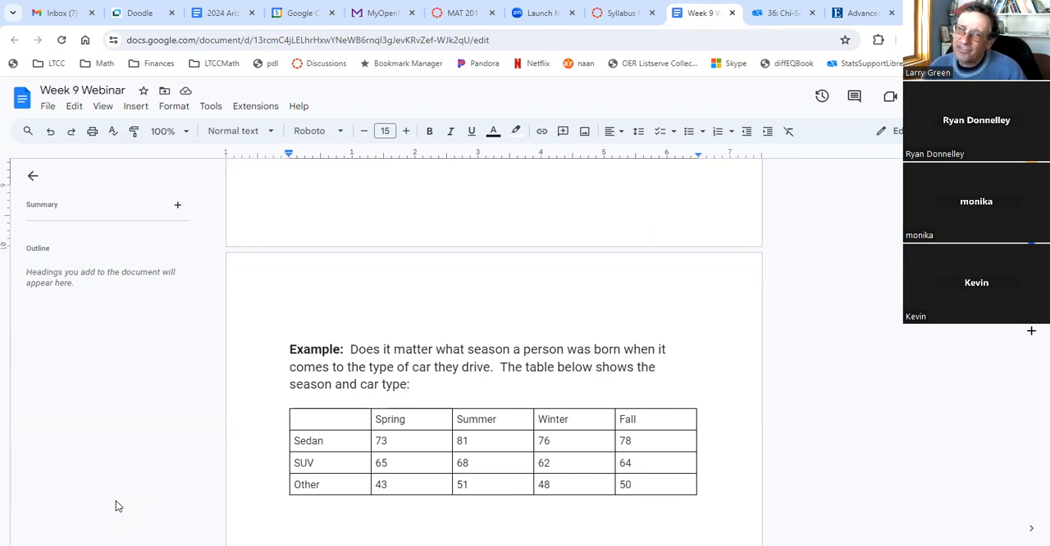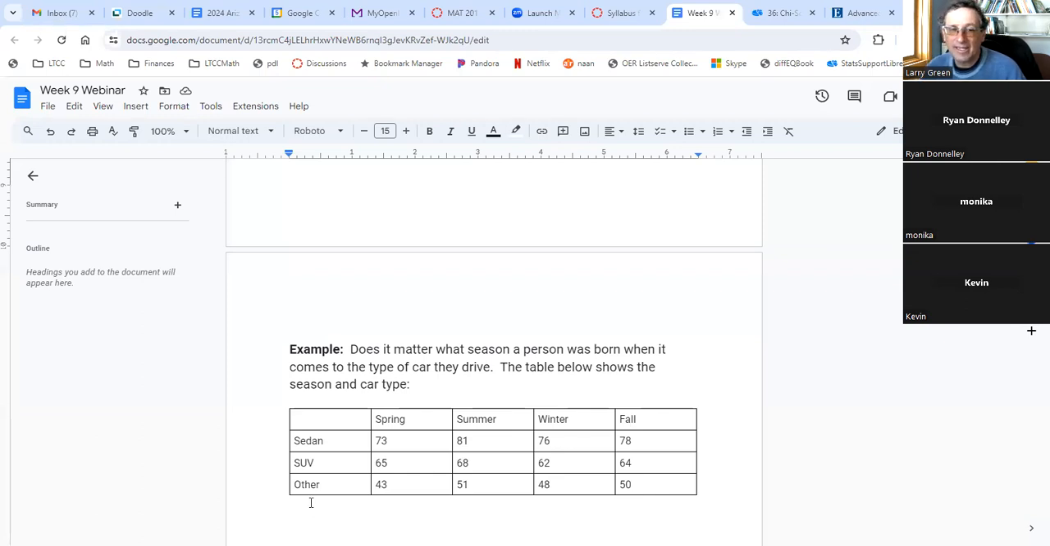Yeah, actually, it's only 2 variables. Variable 1 is season, variable 2 is kind of car. We're not comparing distributions. That's the difference, right? We're not looking to see if the distribution of something is the same as something else. What we're looking at here is whether the season someone was born in is independent of the kind of car they drive.